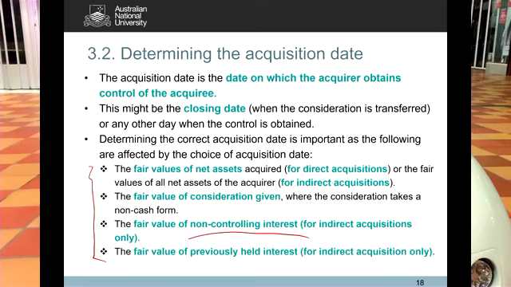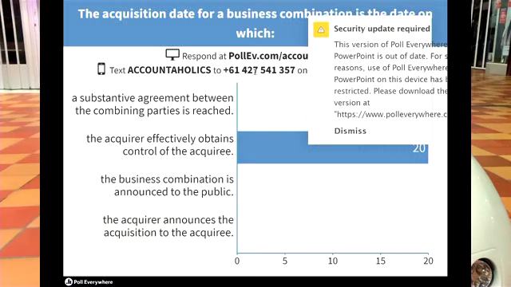And if the acquirer previously invested in 10%, now they invest in 50%, so in total, they will get 60%. If they have a previously held interest, they will also determine the fair value of the previously held interest. So in such case, we need to determine many fair values. Okay, so if we need to determine many fair values, determining the acquisition date would be important. Okay, that's the second step.